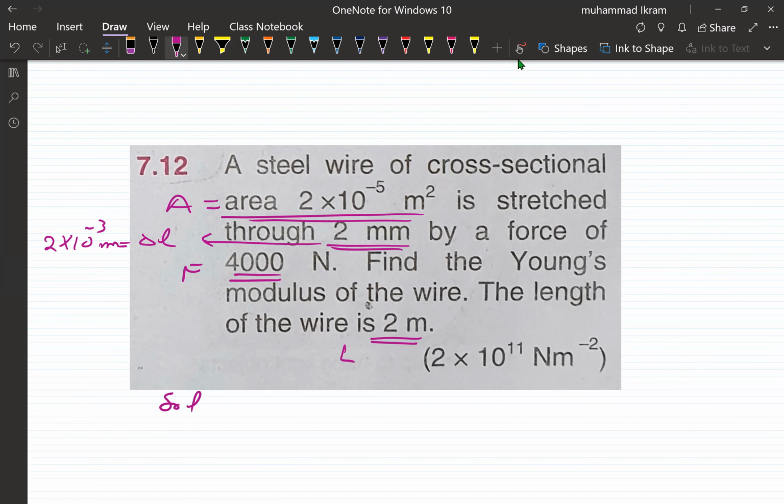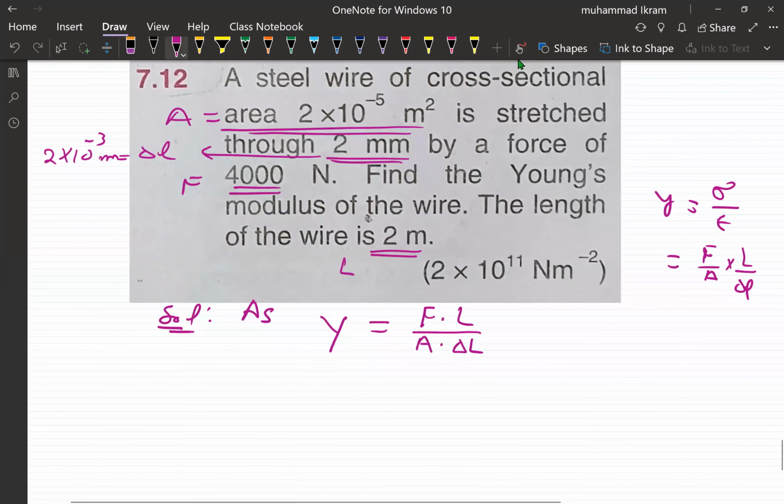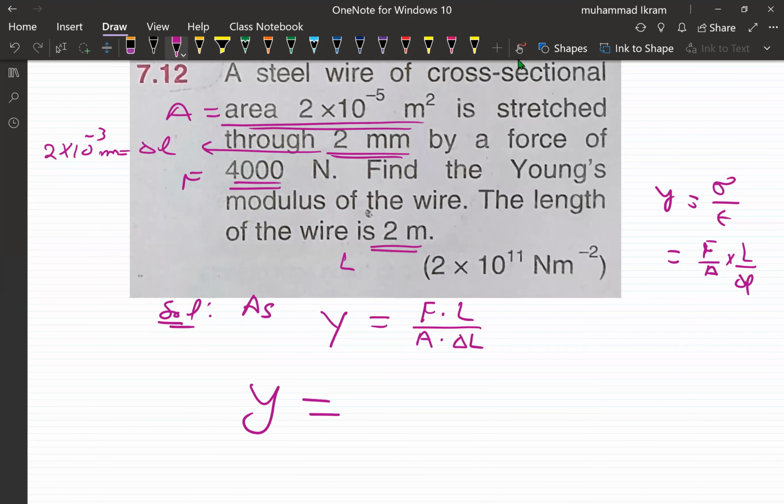Solution. Very simple. As we know, the Young modulus is equal to F L by A delta L. Why? Because Young modulus is stress by strain. Stress is force per unit area, and strain is change in length per unit length, so length into change in length. So your Young modulus will come out to be F L by A delta L.